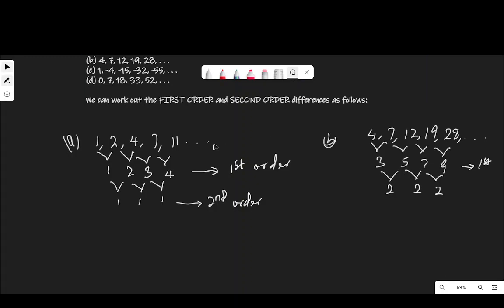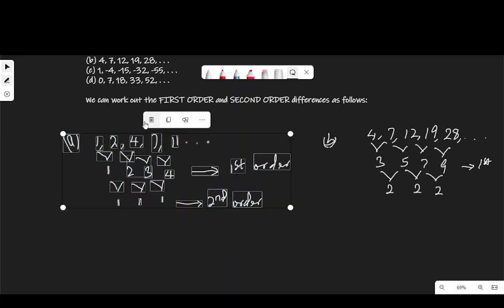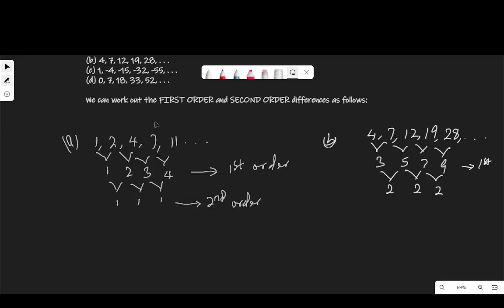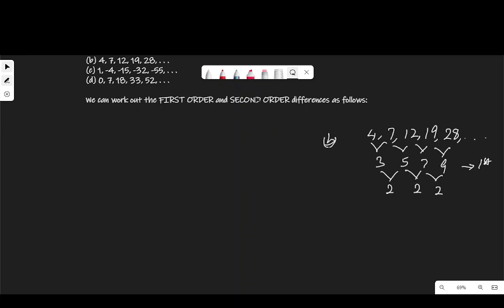Now, how can we generate the nth term for a given sequence that is quadratic? We know that the general term for a quadratic sequence, Tn or Un, is an squared plus bn plus c. Let me clean this board so I have space to work with.